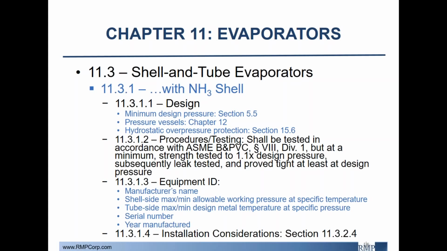For the design, again, a lot of the same standards: minimum design pressure, pressure vessel requirements, and hydrostatic overpressure protection. In addition, you see the 1.1 times the design pressure, the subsequent leak testing, and the tight construction per design pressure. But in addition to that, for shell and tube evaporators, the code calls out that they must meet ASME boiler and pressure vessel code, first.